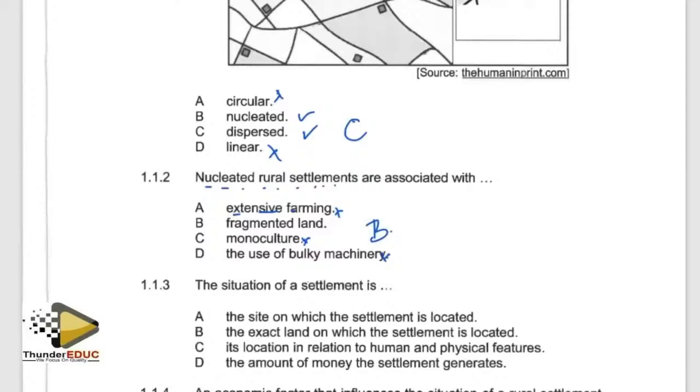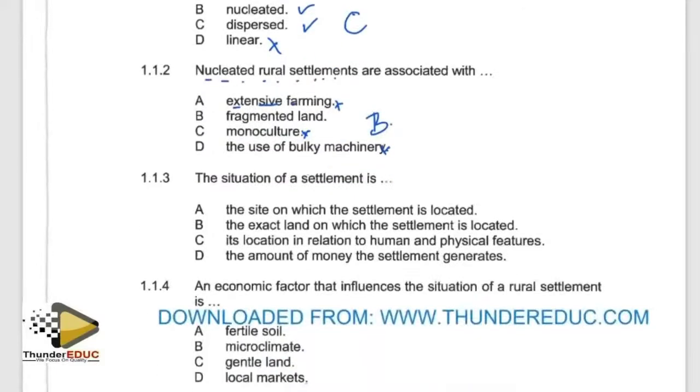Okay. The situation of a settlement, what is a situation? Remember, we look at the settlement in relation to the surrounding area. So when you look at a settlement in relation to the surrounding area, obviously the answer is going to be C.